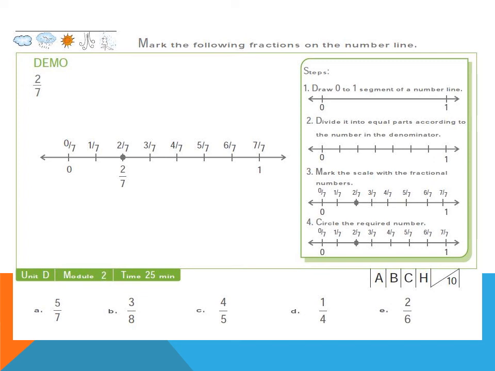So the first mark will be 0 by 7, next mark will be 1 by 7, 2 by 7 and so on till 7 by 7, which is 1. Now 2 by 7 will be the second mark of those 7 marks. So in the same way, pause the video, do all the problems in module number 2 by yourself. I will show you the answers at the last of the video.